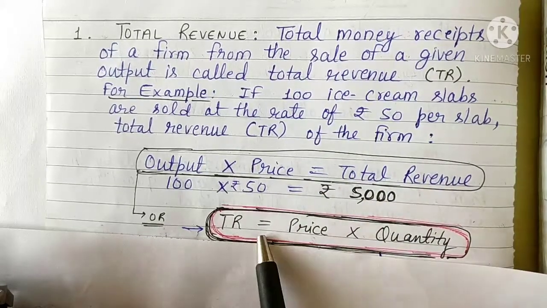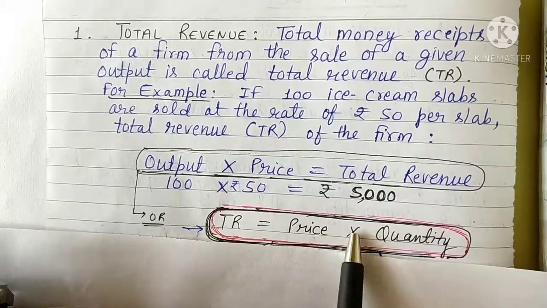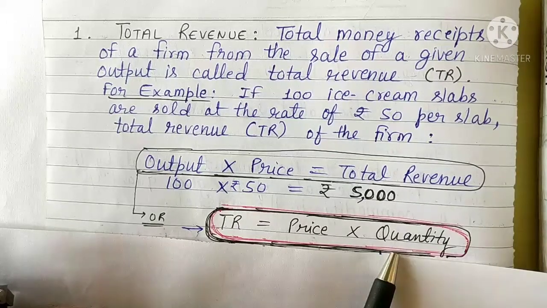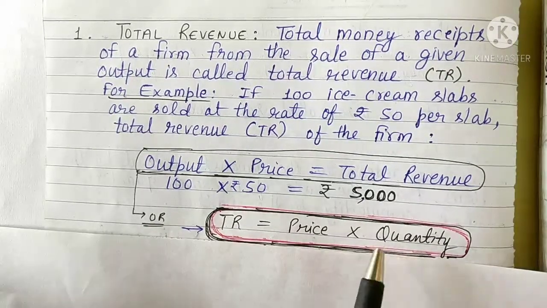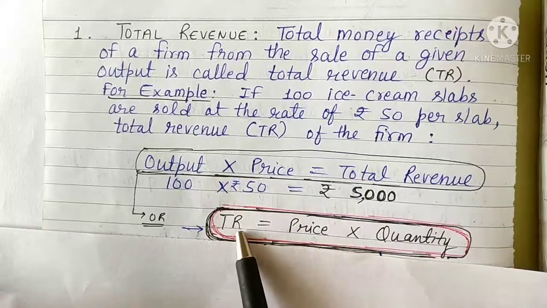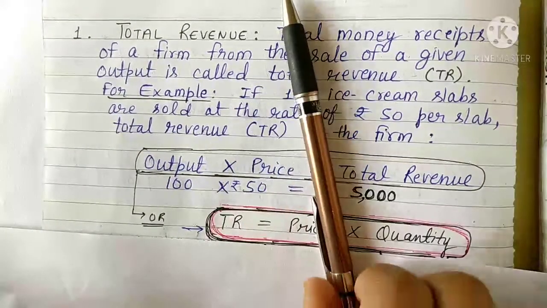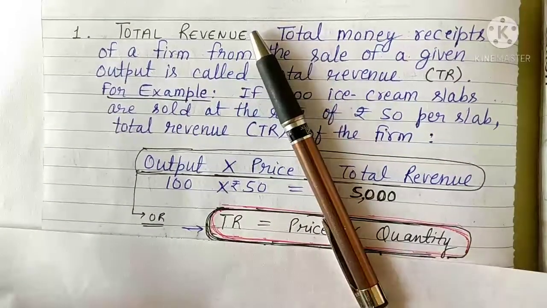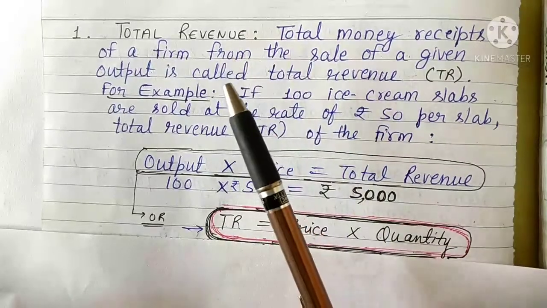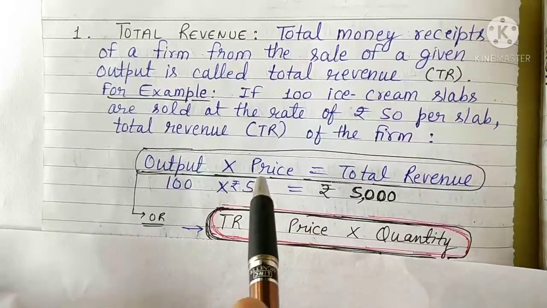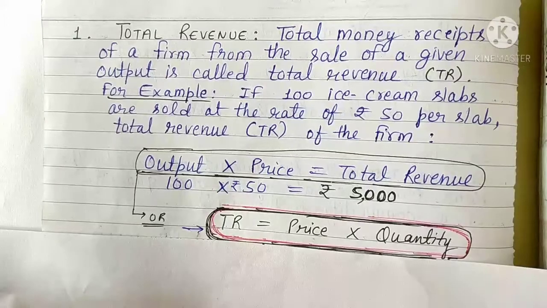So what is the formula of TR? TR equals price multiplied by quantity, or you can say units. How many units are we selling? We multiply with its price, then we get our TR. Like the cost of one pen is 10 rupees. Cost of 5 pens, 5 into 10, 50 rupees. So our TR is 50 rupees. Here, according to the earlier example, it is 5,000.